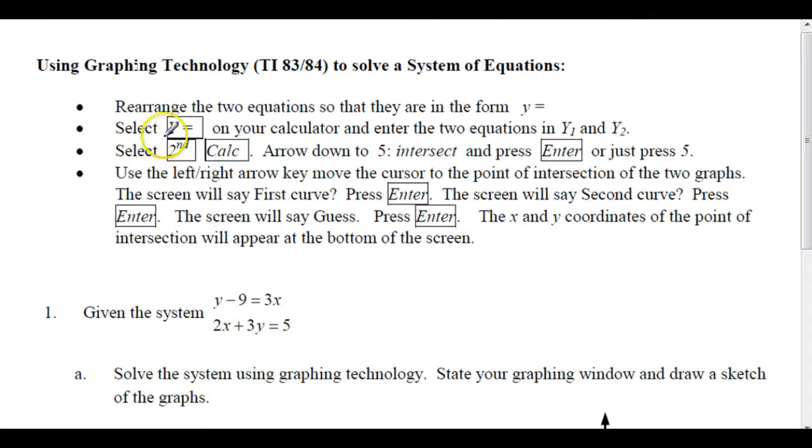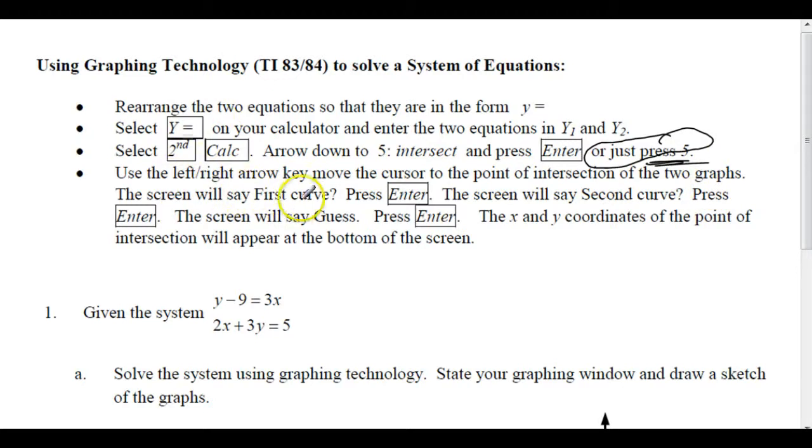Using graphing technology to solve a system. Okay, so if we're going to graph, we're going to rearrange the two equations so they're in the form y equals. We'll select y equals on the calculator and enter the equations in y1 and y2. We'll graph them. Select second, calc, arrow down to 5, intersect, and press enter, or just press 5. For me, it's just press 5, right? It's faster. Use the left-right arrow key to move the cursor to the point of intersection of the two graphs.